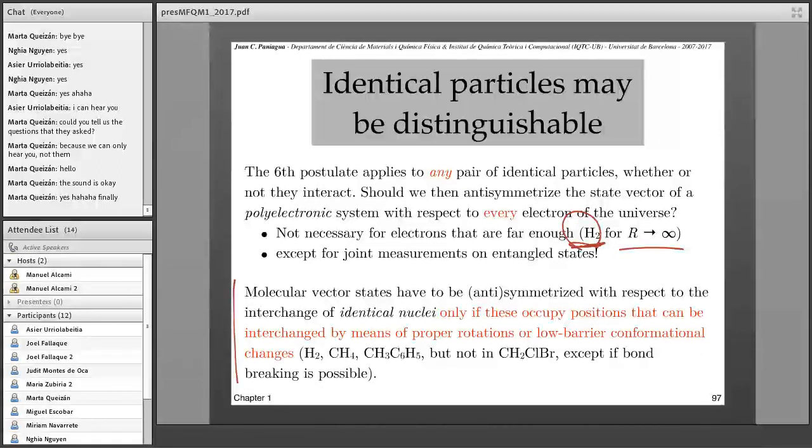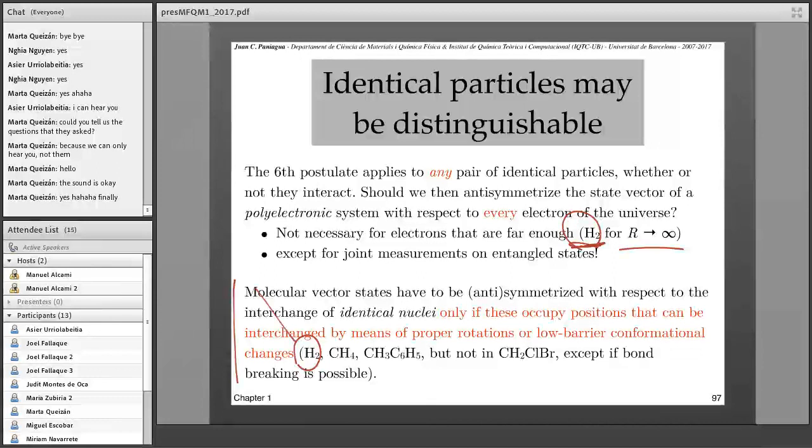Same thing for nuclei. For instance, if I have a molecule with identical nuclei, the complete wave function or state vector should be antisymmetric or symmetric with respect to change of nuclei, depending on the nuclear spin being integer or half odd. For instance, in molecule H2, the total wave function, or total state vector, must be antisymmetric with respect to the electrons and also to the nuclei.